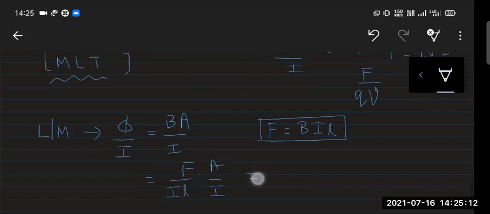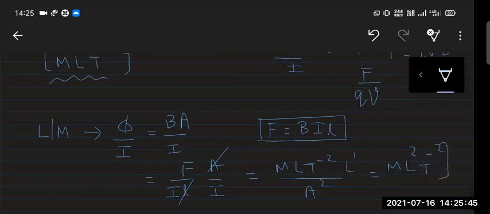So this will be force. What is force? That is MLT minus 2. What else do you have? We can write area as L square. So area and this length, you will get only L raised to 1, divided by ampere square. So what is your final answer? M L square T minus 2 into A raised to minus 2. Alright? Okay, fine.